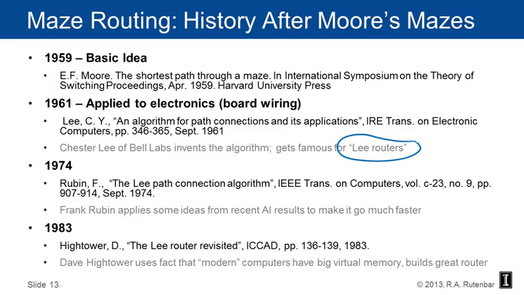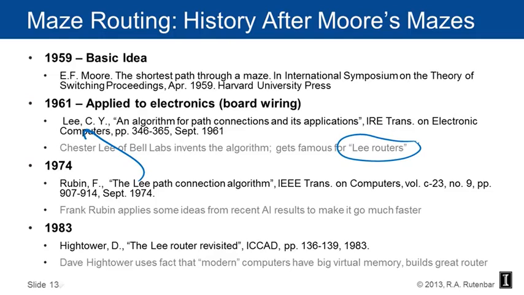In 1974, almost 15 years later, Frank Rubin, who was working at IBM, makes another interesting connection. He's reading some of the early developments in artificial intelligence, people doing certain kinds of search algorithms, and he says, oh, some of these interesting ideas in AI can be applied to this particular search process, and you can make it go much faster. And so, interestingly, the title of his paper is the Lee Path Connection Algorithm, which is, again, Lee, that guy, Chester. And that's another core technique that gets used in everybody's router today.